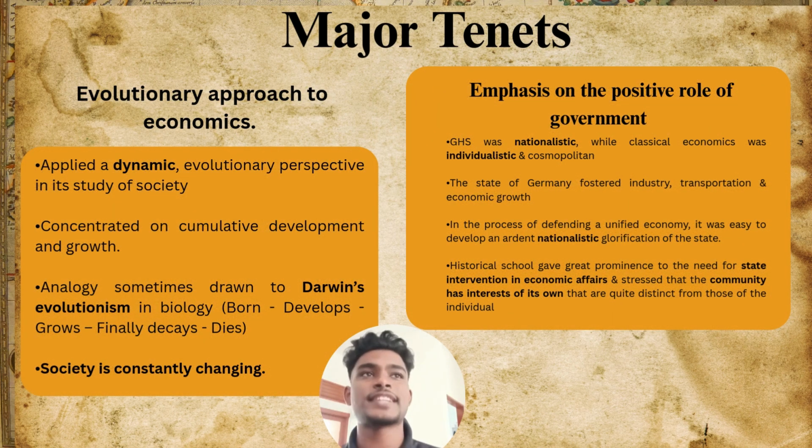There are a few major tenets which I'm going to be discussing. First, it applies a dynamic or flexible evolutionary perspective in its study of society. It concentrates on cumulative development and growth. Sometimes it can also be related to Darwin's evolutionism in biology, which starts with birth, develops, grows, finally decays and dies. This also addresses that society is constantly changing.